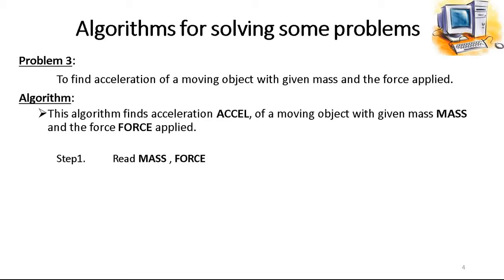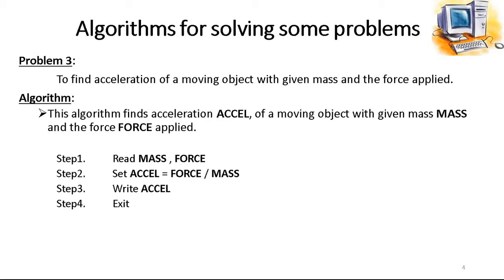First of all we have to read the values of mass and force as input, and second we will just write the equation for calculating the acceleration. So set accel is equal to force divided by mass. After this display the value of acceleration. For that reason we will use the write operation, which presents the output in an algorithm. So write accel, and step 4 is exit.